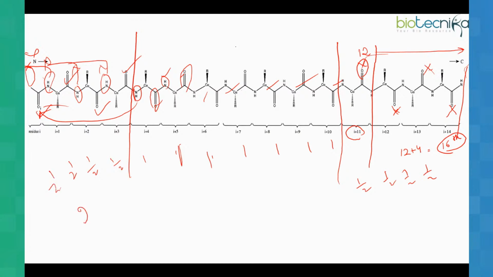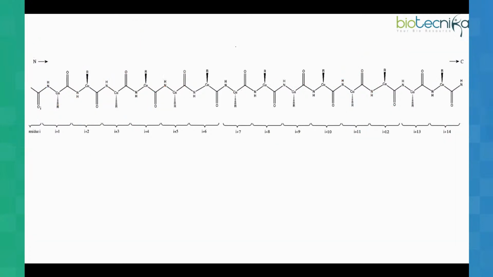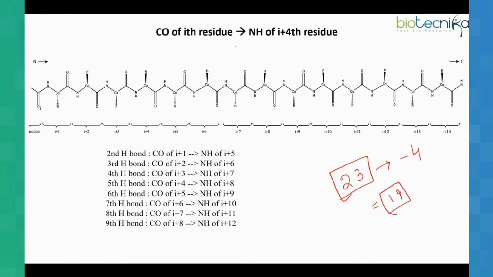So half means 2 plus 7 plus 2. So total 11. This is very easy to calculate. Whatever number you are getting, let's say you are getting a 23 residue alpha helix. If they ask you to find out how many hydrogen bonds are missing, just subtract 4 from it. So 19 hydrogen bonds will be required to stabilize that particular helix. It's very simple. Hope it's clear to you, everyone.